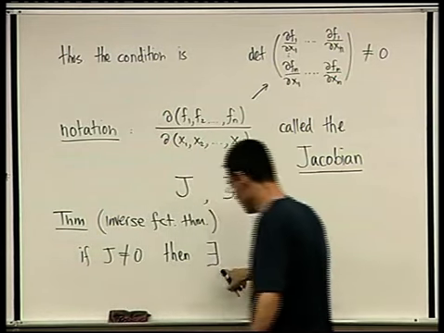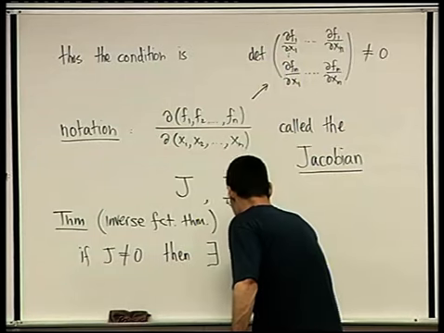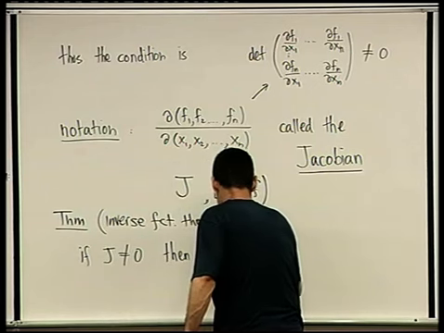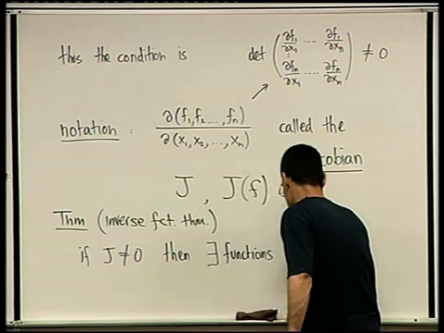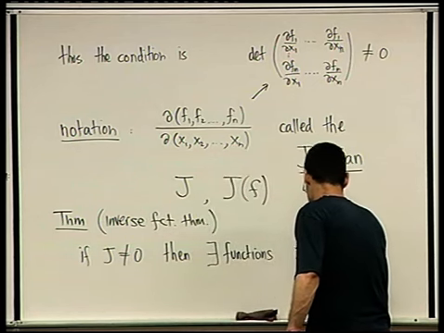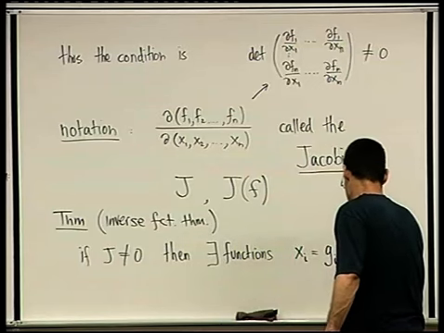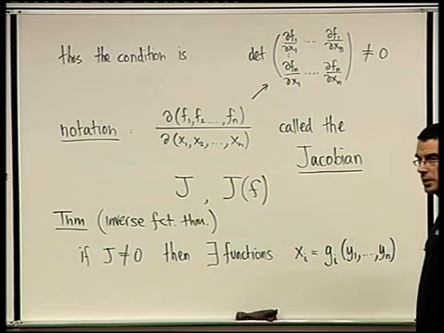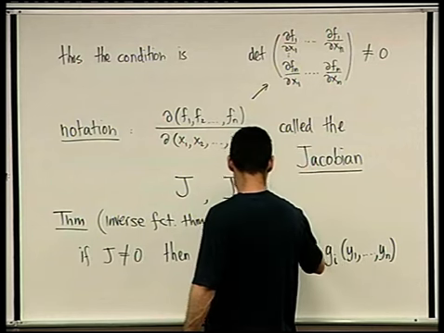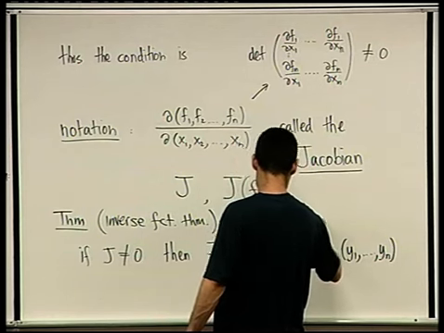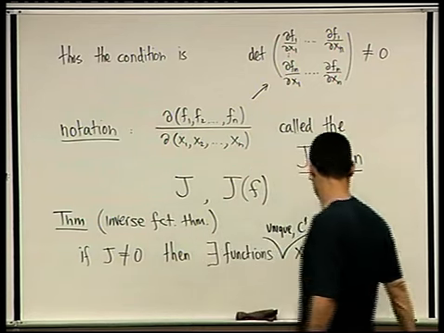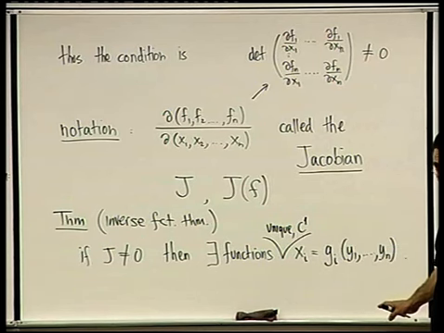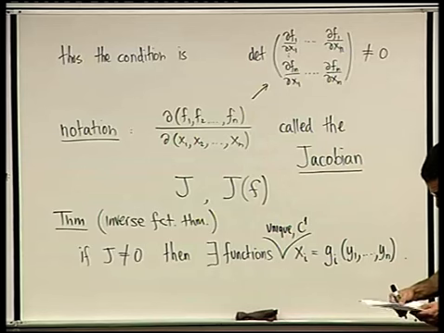If J is not 0, then there exist, you know this symbol, right? There exist functions xi equals gi of y1 up to yn. We can invert the system. These functions are unique, and they're C1, in a neighborhood of the point. Clear? Good?